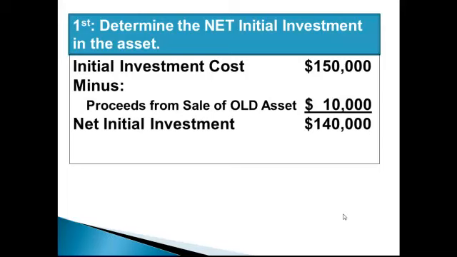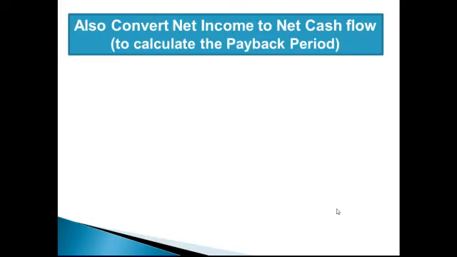Now we're going to use this number for any of the capital budgeting techniques that we would use. Now because we were given an income statement and we know net operating income is $20,000, we'll need to convert that to cash flow in order to do the payback period. Because remember, payback period, net present value, profitability index, and internal rate of return all base their calculations on cash flows rather than income.